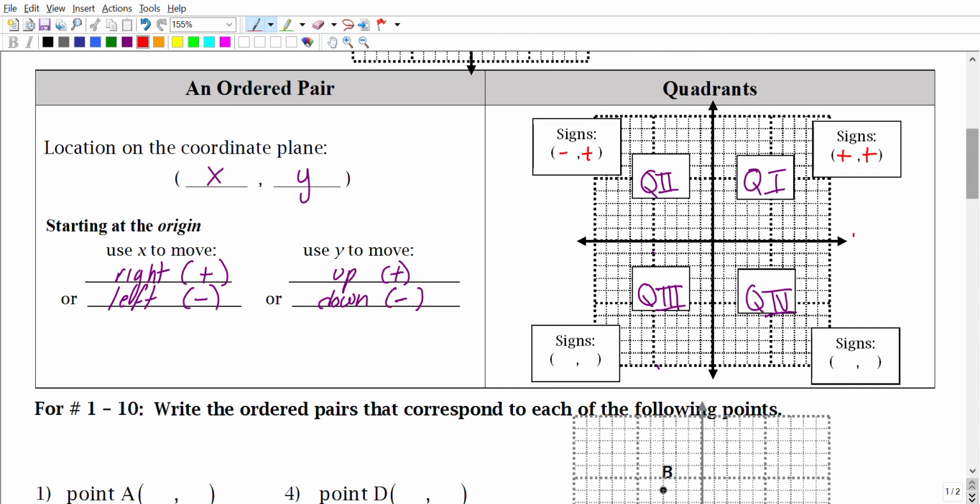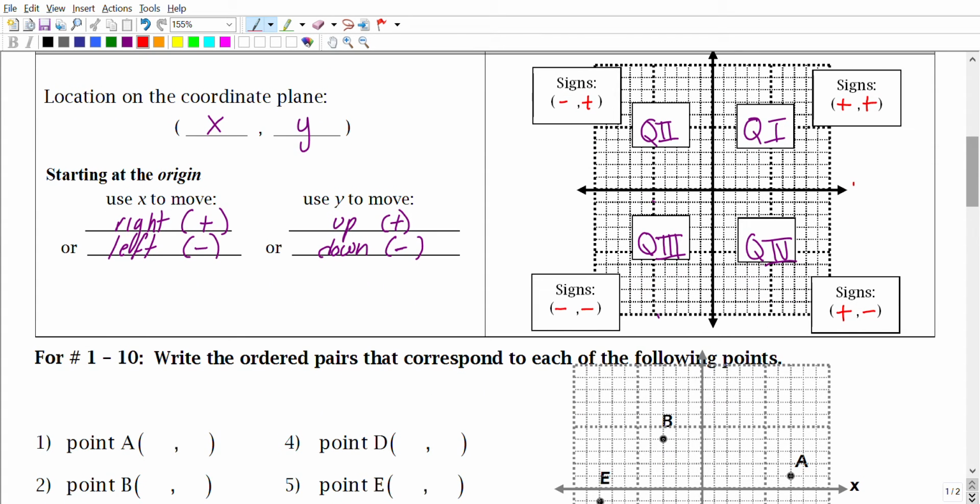Now for quadrant 3, we're going left and down, which means we go left, which is negative, and then down, which is also another negative. So you're going to end up with two negative numbers for that particular ordered pair if it falls in the third quadrant. And then finally, for quadrant 4, it's to the right and down from our origin. So it's going to be positive and then negative: a positive value for your x and a negative value for your y.